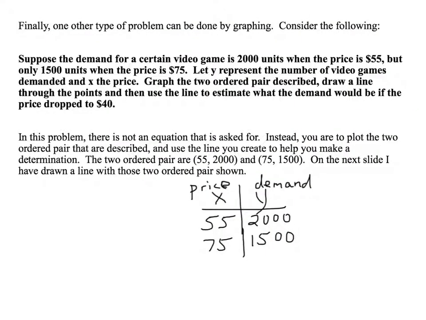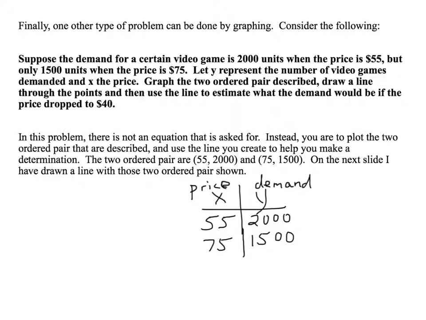Here's a third type of practical problem that we can do by graphing. Suppose the demand for a certain video game is 2,000 units when the price is $55, but only 1,500 units when the price is $75. Let Y represent the number of video games demanded and X the price. Graph the two ordered pair described, draw a line through the points, and then use the line to estimate what the demand would be if the price dropped to $40.